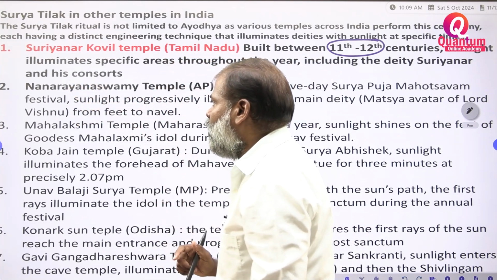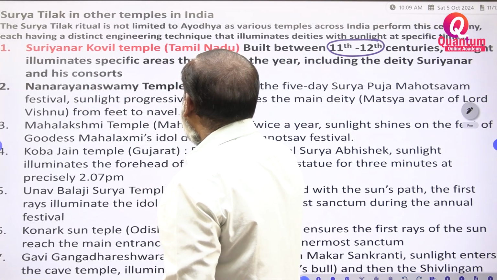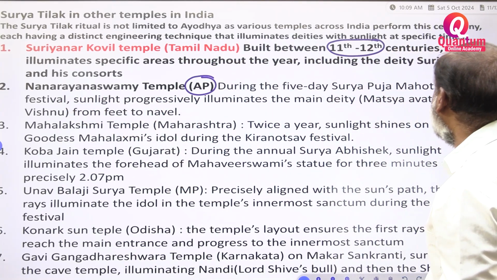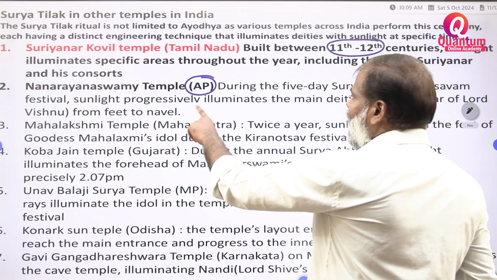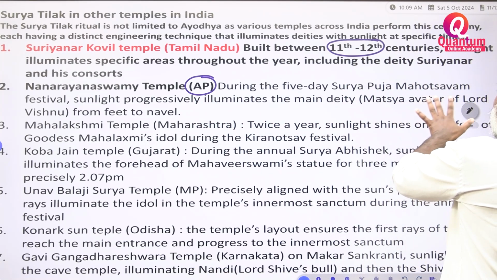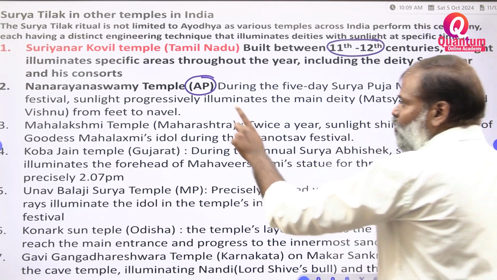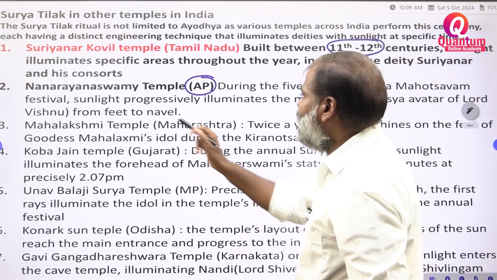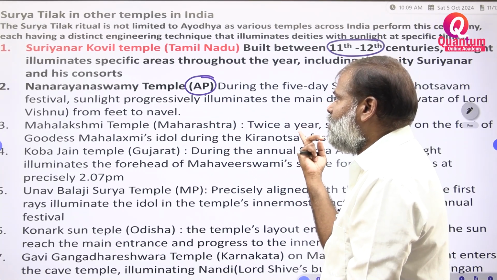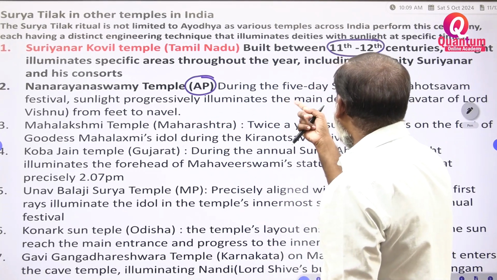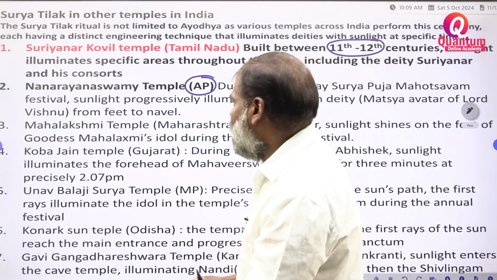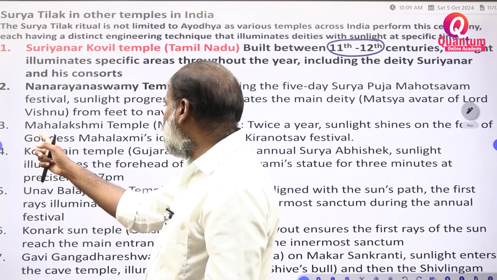Then in Andhra Pradesh one temple is there, that is the Narayana Swami temple. During the 5-day Surya Puja Mahotsavam festival, sunlight progressively illuminates the main deity, the Matsya avatar of Lord Vishnu, from the feet to the navel. So in the 5-day festival, at that time the sun illuminates the Lord Vishnu.